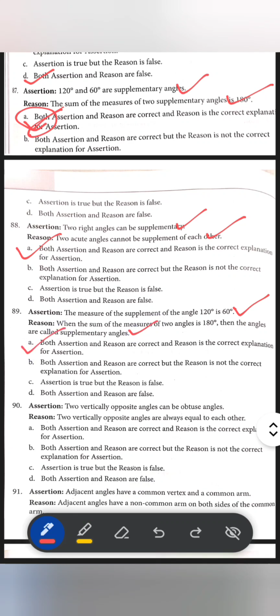Now question number 90. Two vertically opposite angles can be obtuse angles. Yes, two vertically opposite angles are always equal to each other. That is also correct. So both are correct and related to vertical angles, and the reason is the correct explanation of the assertion. As they are equal, they can be obtuse angles, right? So option A is the correct answer.